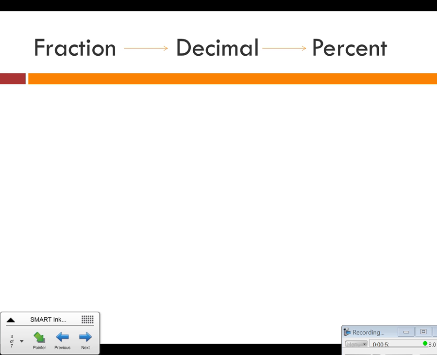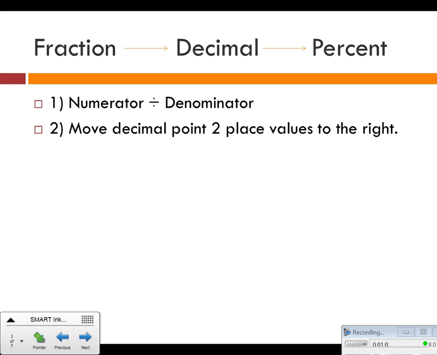First, some foundations, going from fraction to decimal and decimal to a percent. Number 1, you take your numerator and divide it by the denominator to get your decimal. Once you have your decimal, number 2, you move the decimal point 2 place values to the right. So number 1, you turn a fraction to a decimal, and number 2, you turn the decimal into a percentage. Moving a decimal point 2 place values to the right is the same as multiplying by 100.